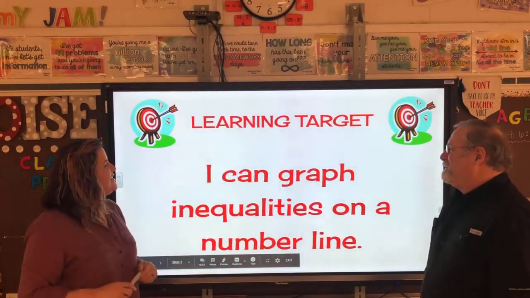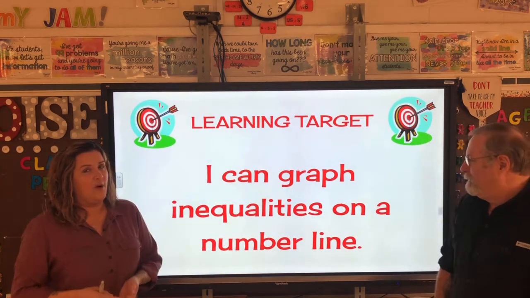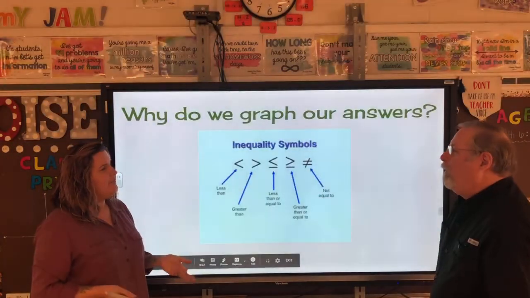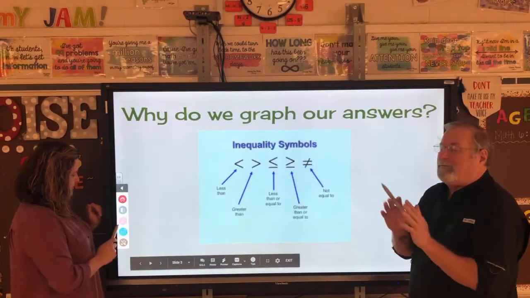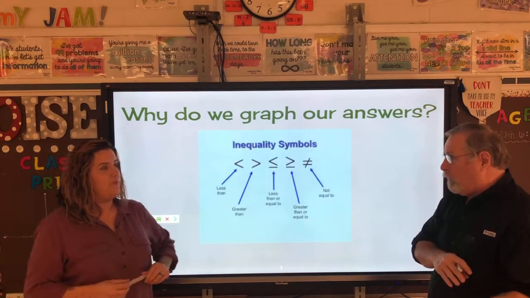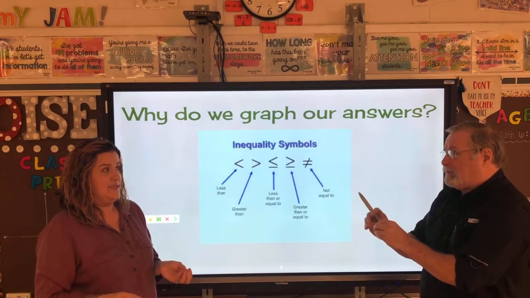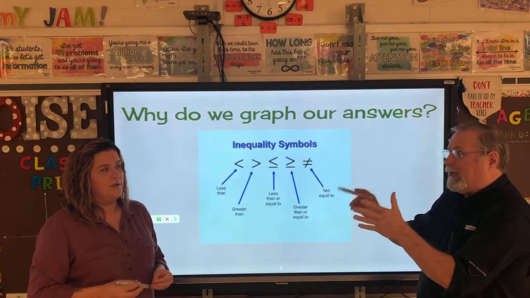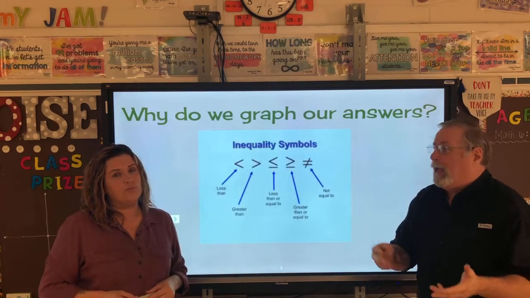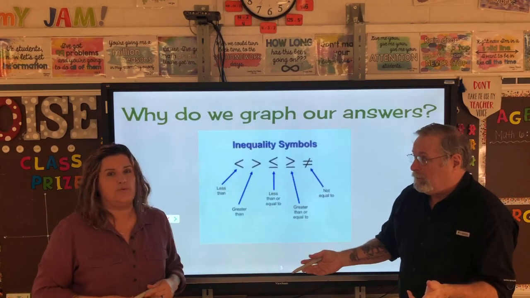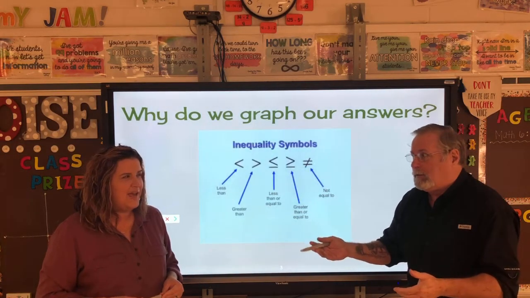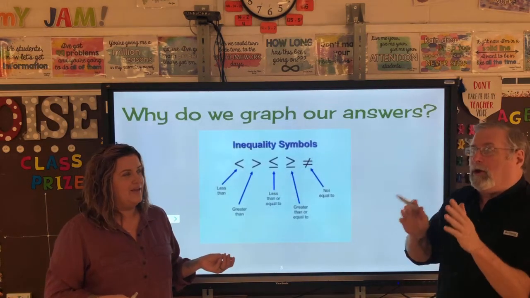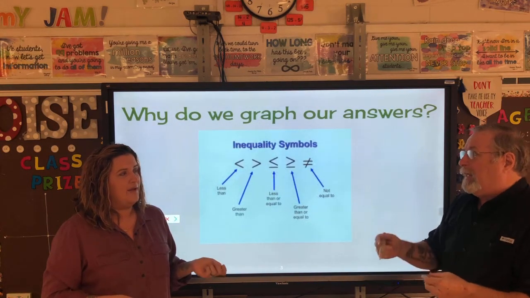Probably should. All right. So with our learning target, I can graph inequalities on a number line. Well, we keep saying this word, inequalities. What does that mean, Mr. Lamb? Well, most of the time when we talk about variables, we say like x equals 4. Those are equations, single answers, right? But in an inequality, we're talking about a set of numbers that satisfy. Like, an easy one would be, what numbers are bigger than 5? 6, 7, 8, 9, 10. There's an infinite amount. So you have to have a way of showing that all of these numbers are bigger than 5, that the answer is not just one number.